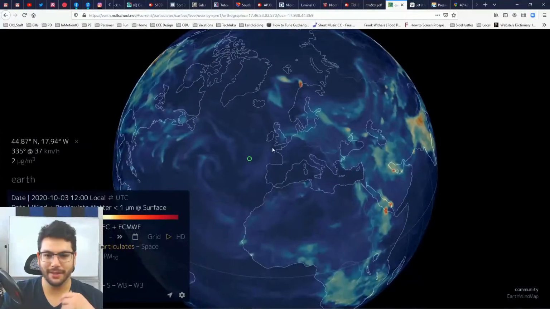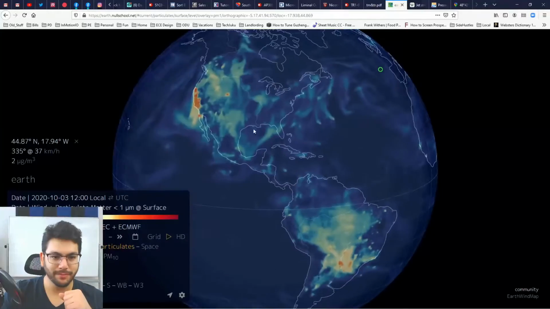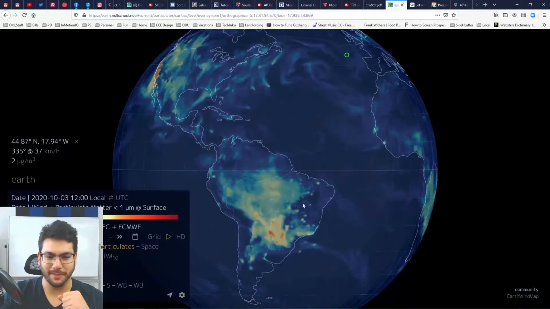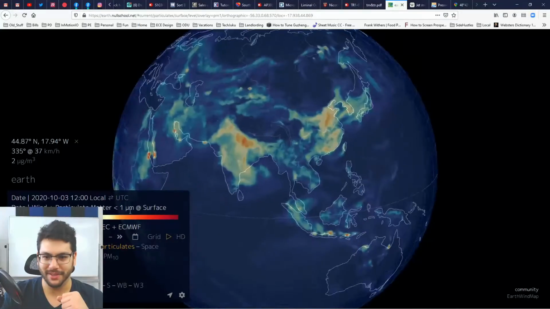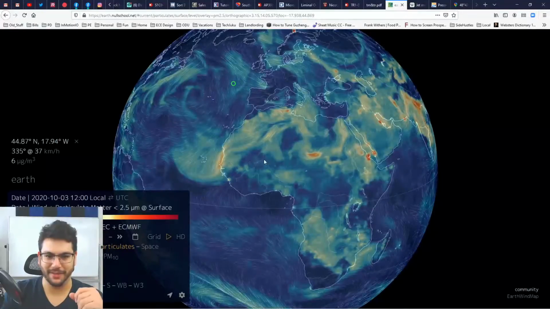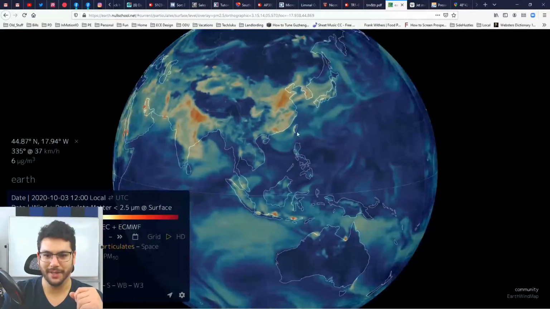Over in Norway, California, and the Amazon all seem to be major contenders for whatever all these different things are. These are different particulates of different sizes. Okay, you see a lot more of thicker dust.